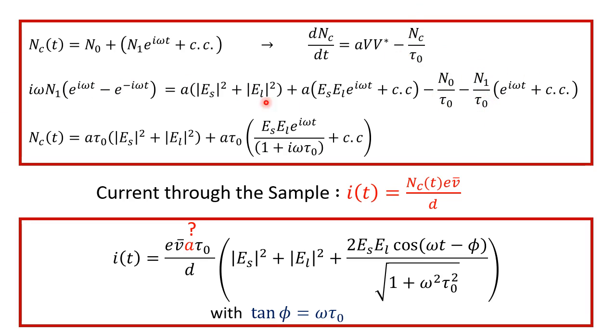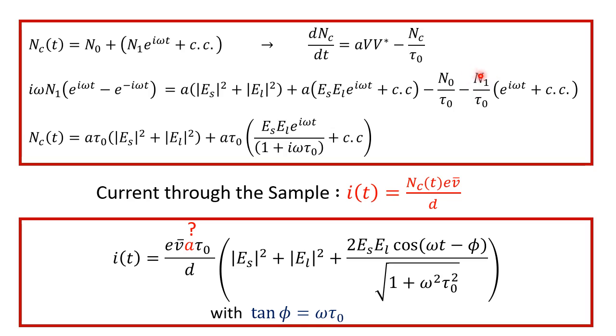Now you see I've got this equation which has got terms which are varying at omega. So exponential I omega t and exponential minus I omega t, these are variations at omega, the difference frequency, remember, and it has got some coefficients. Similarly, there are coefficients which are at DC, right? For example, n naught by tau naught has no variation in time. Similarly, this first term here, which is just the mod squares of ES and EL, does not have variation in time. So I can basically identify what n naught is, and I can basically identify what n1 is.